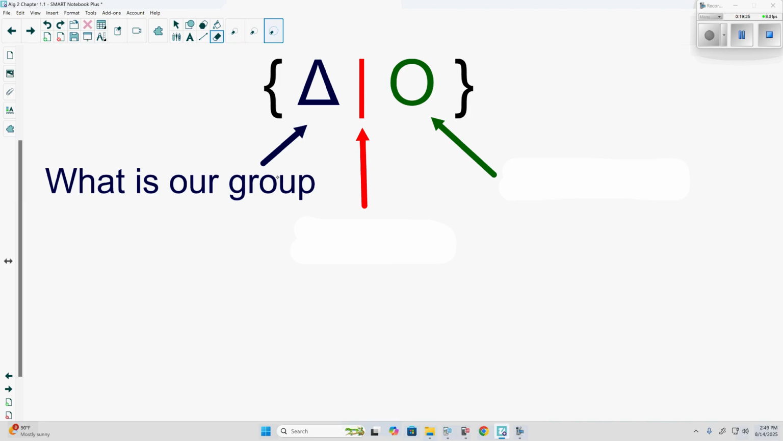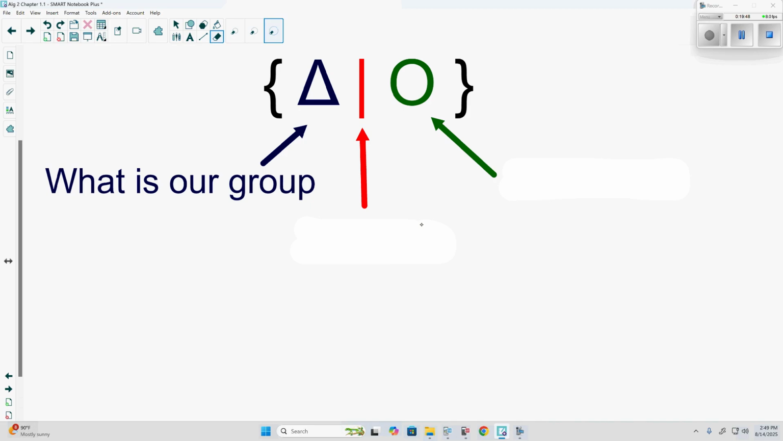Now the triangle describes the group. What type of numbers are we talking about? Are we talking about real numbers, natural numbers, whole numbers, integers, rational? Don't normally do irrational. Complex numbers. What type of numbers are going to go in this spot? What type of numbers are we describing the set as? Okay?